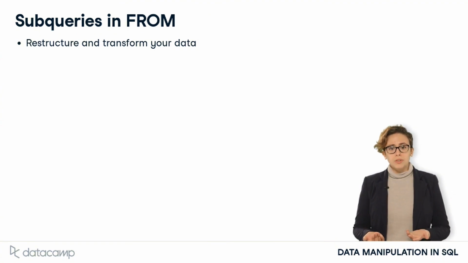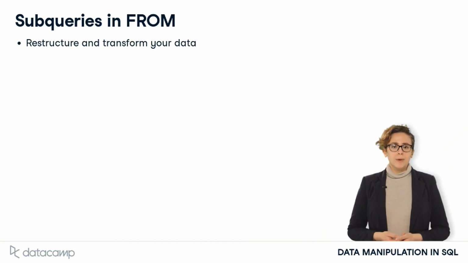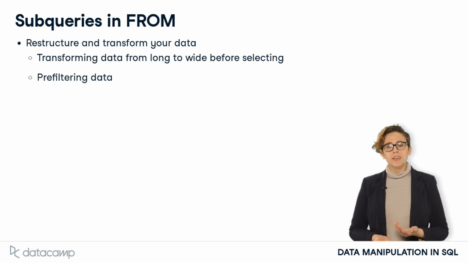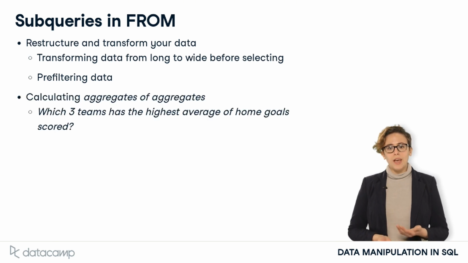Often, the data you need to answer a question is not yet in the format necessary to query it directly and requires some additional processing to prepare for analysis. For example, you may want to transform your data into a different shape or pre-filter it before making calculations. Subqueries in a from statement are a common way of preparing that data. Subqueries in from are also useful when calculating aggregates of aggregate information.